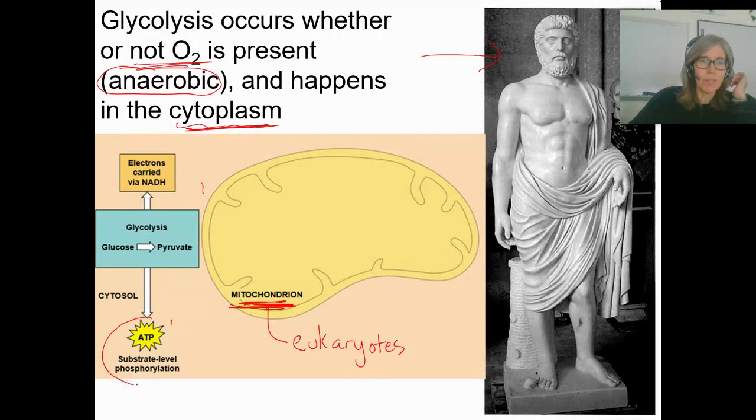It makes ATP with substrate-level phosphorylation. Phosphorylation means you put a phosphate on something. So you've got ADP, you add a phosphate, and you make ATP. Substrate level means it has something to do with an enzyme. So we'll get to that.